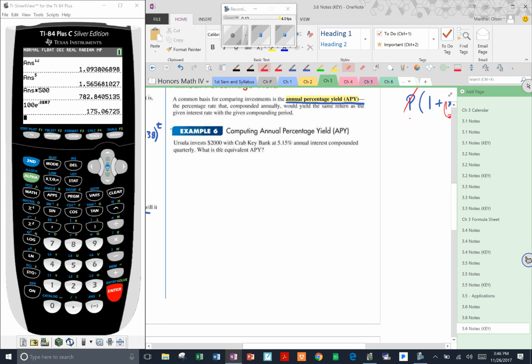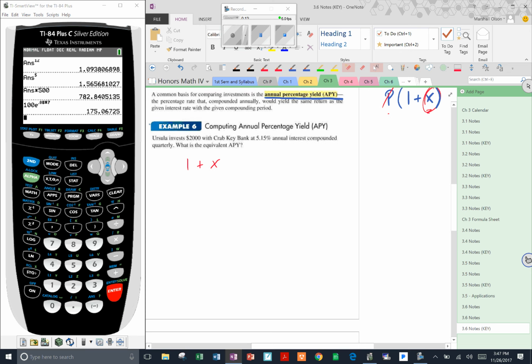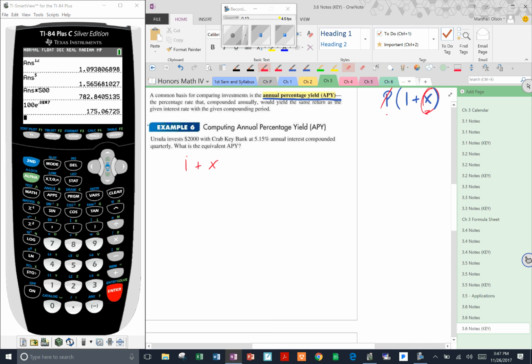she's going to invest $2,000, Ursula is, in the Crab Key Bank at 5.15% annual interest compounded quarterly. All right, so we know that 1 plus X, so I'm just taking that equation that I just had right over there, 1 plus X equals 1 plus R over K to the K.